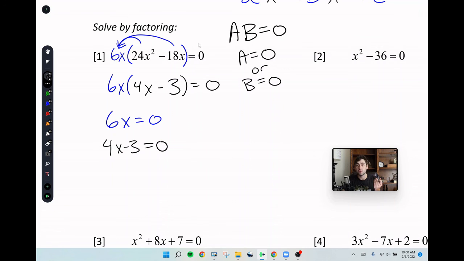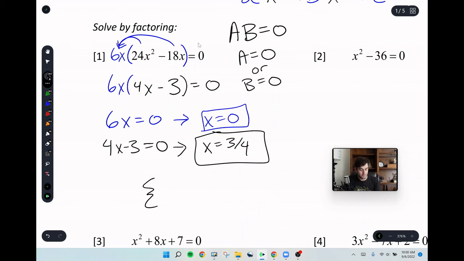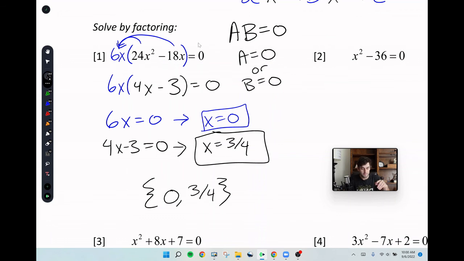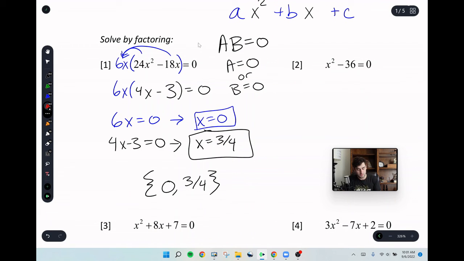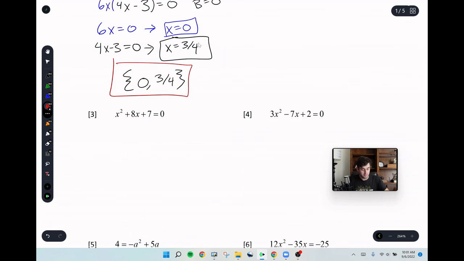And then we can just solve each one. If we solve the blue one, we're left with x equals 0. And if we solve the black equation, we're left with x equals 3 over 4. Another way you can write those is you can draw a set and say 0, 3/4. That is the set of solutions for this equation. Cool? All right.